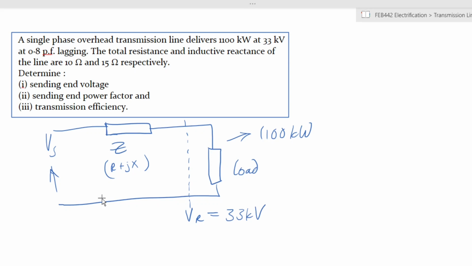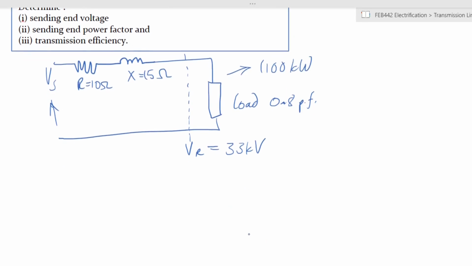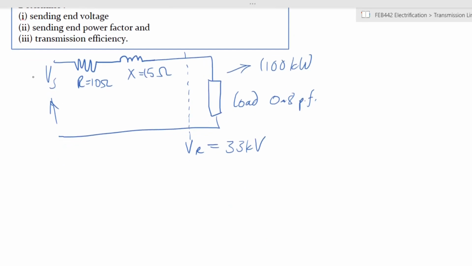To be clear, let's remove the Z and actually show the components that we have. From the sending end, you have the resistance of the line and the inductance of the line. The resistance equals 10 ohms and the impedance due to the inductance is 15 ohms. And we know the load is at 0.8 power factor. So we want, number one, the sending end voltage. We are looking for the value of the sending end voltage.